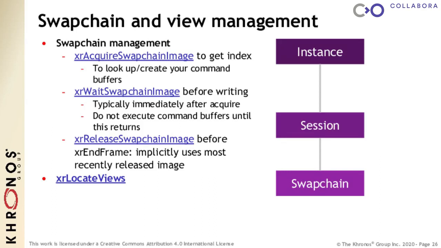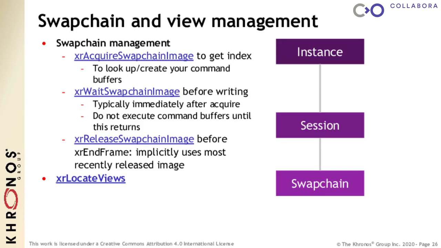Between begin and end frame, once it's time to actually render, you'll need to use the SwapchainChain that you created earlier. XRAcquireSwapchainImage does not give you permission to write to the image, but it does get the index of the swapchain. XRWaitSwapchainImage must be called before writing to that image. It's typically called immediately after acquire. However, you may, as an optimization, look up or create your command buffers using just the index from AcquireSwapchainImage before blocking on the compositor releasing the image for writing to your application.